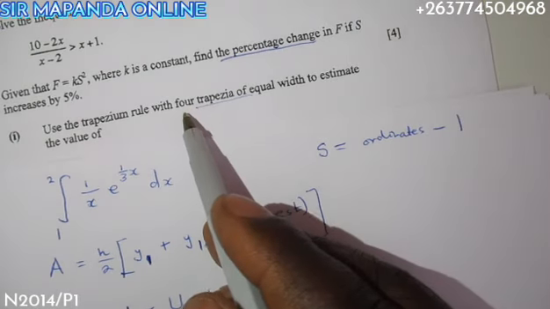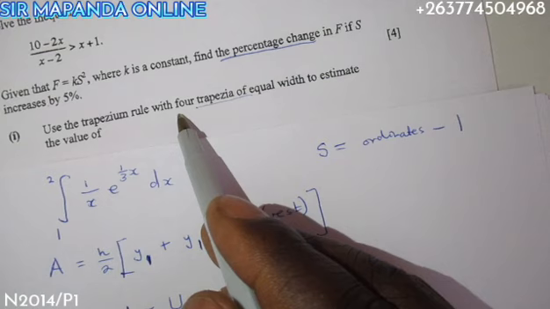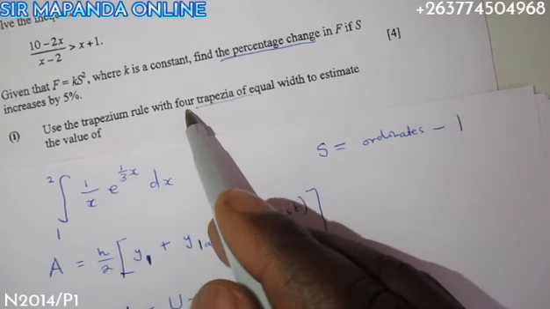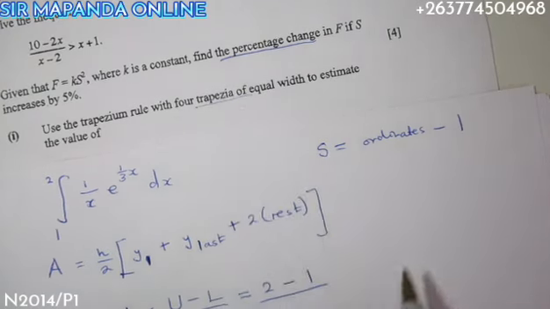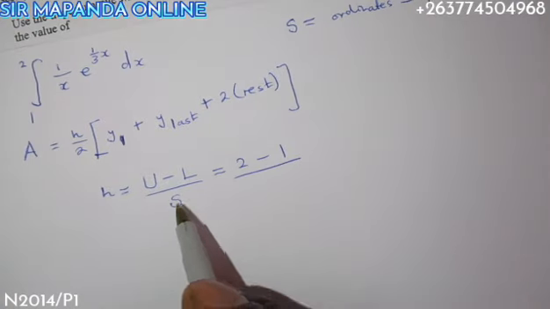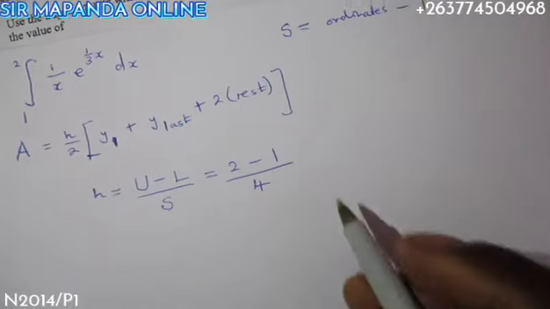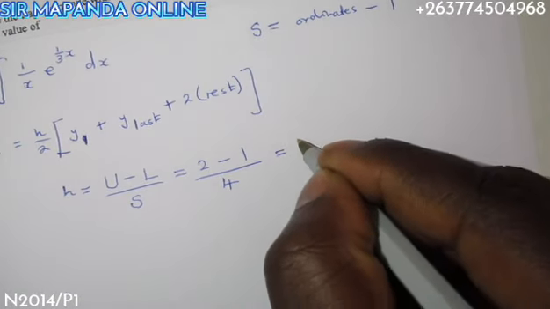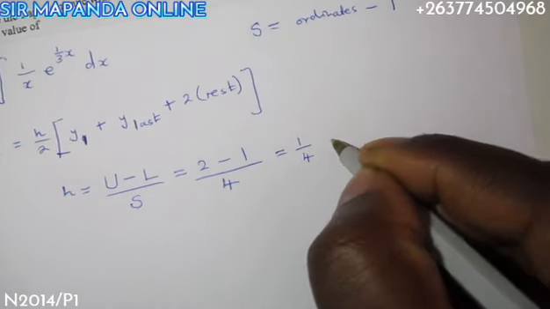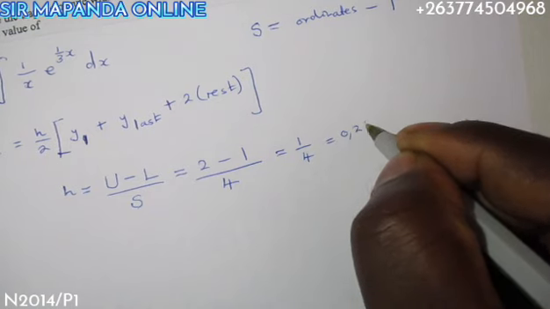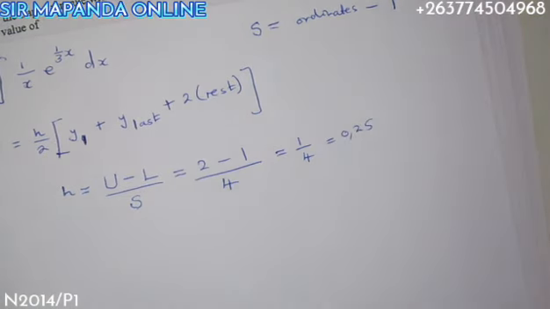So this question is not saying 4 ordinates. So you are going to take 4 as it is, since 4 is the number of strips, which are the trapezia. So I'm going to put 4 here. 2 minus 1, you get 1. Then divide 1 by 4. It gives you 0.25, which is your height. I hope you are following, class.